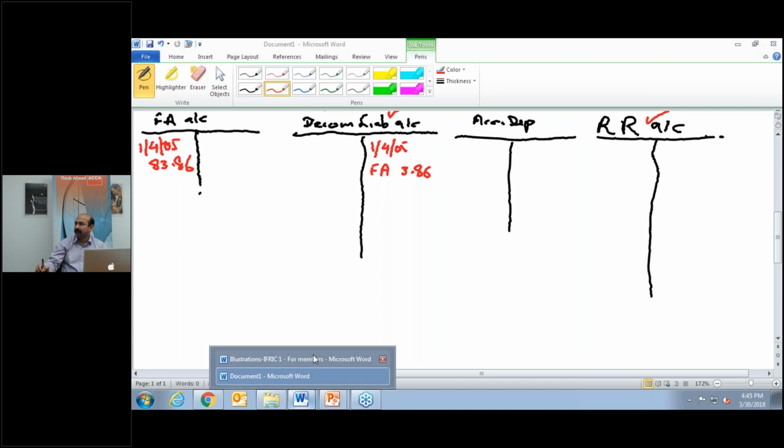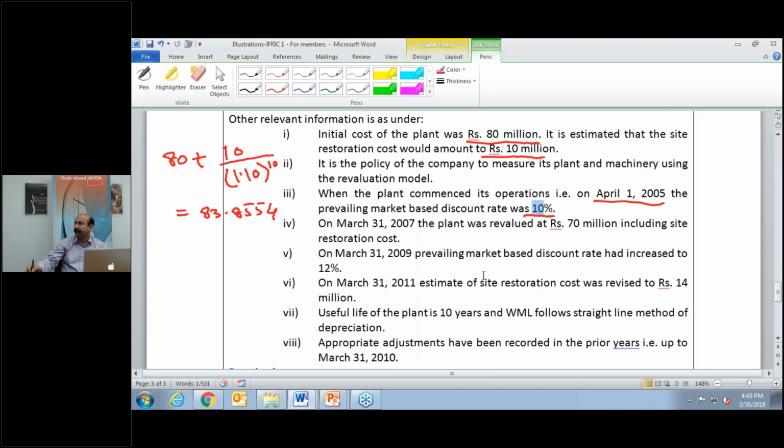See what happened next. So we treated number 1 point, and then it is a policy of the company to measure its plant and machinery using the revaluation model. Fine. When the plant commences operation on 1st April, the prevailing market-based discount rate was 10%. That we have used here to determine the present value of the decommissioning liability.